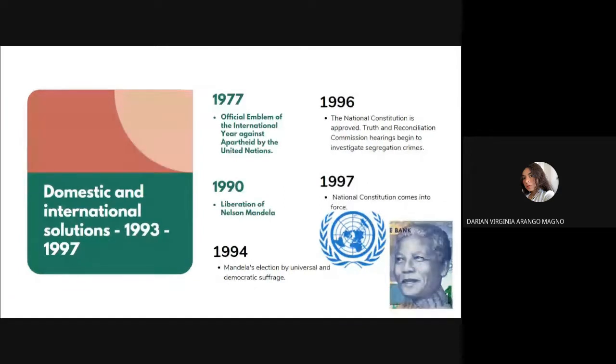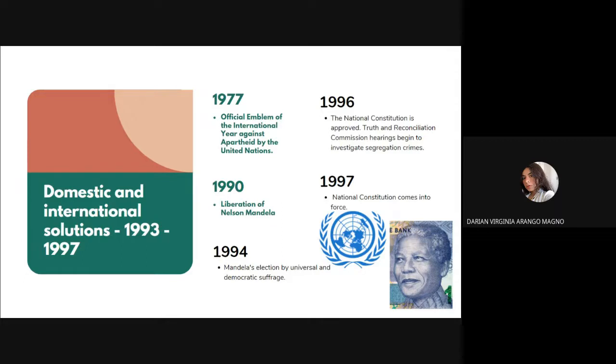So in this slide we will see the domestic and international solutions that were carried out. The first of these is the official emblem of the International Year Against Apartheid by the United Nations in 1977. Then in 1979, Botha came to power and realized that in the face of the struggle of the South African people and international pressure, apartheid would be difficult to sustain.